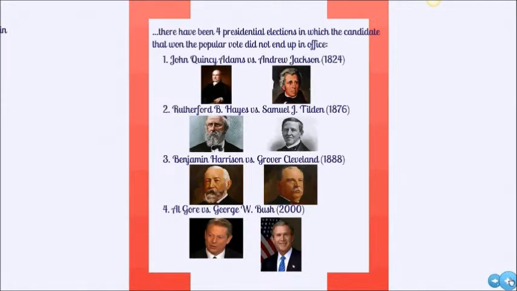And finally, in 2000, Al Gore received 50,992,335 votes nationwide, and George W. Bush received just 50,455,156 popular votes. However, after Bush was awarded the state of Florida, he had a total of 271 of the electoral votes, which beat Al Gore's 266 electoral votes.